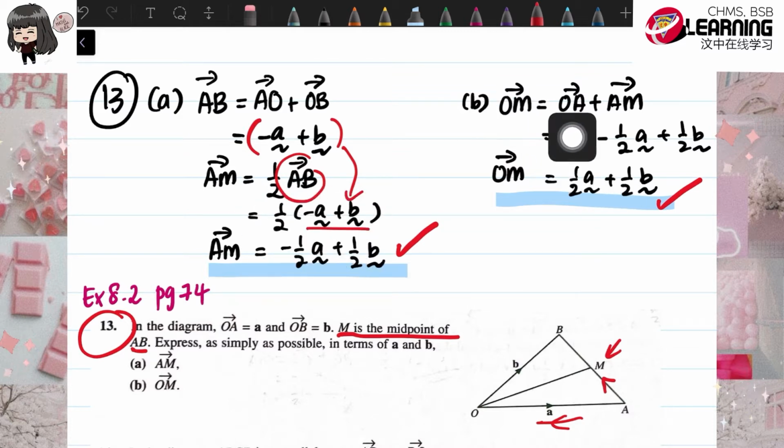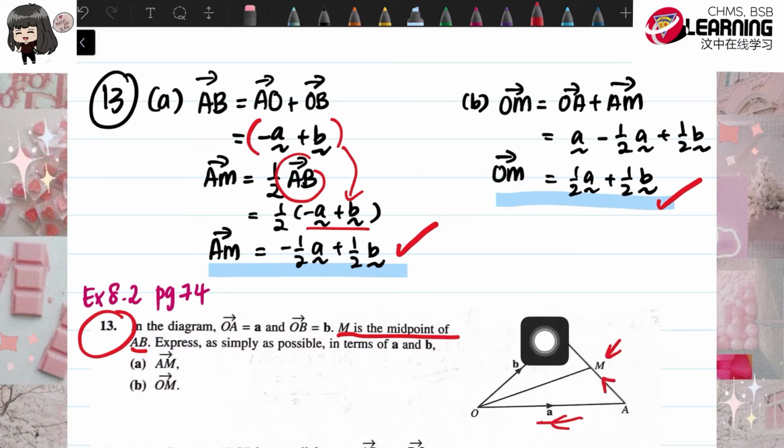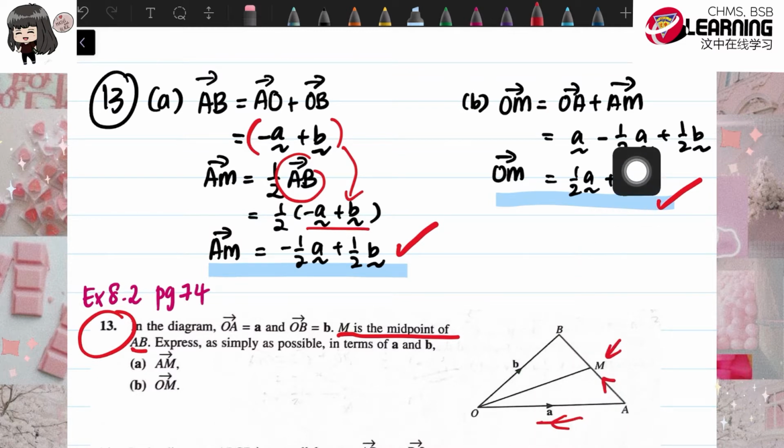As for OM, O goes to M is O to A to M. Or if you go the other way around, O to B to BM also can. But I'm showing this working. OM is O to A, and then A to M. OA is already A, and AM is the one from A. After that, simplify this part here, it becomes half A, and then half B, bring it down. So that's the answer for question 13.